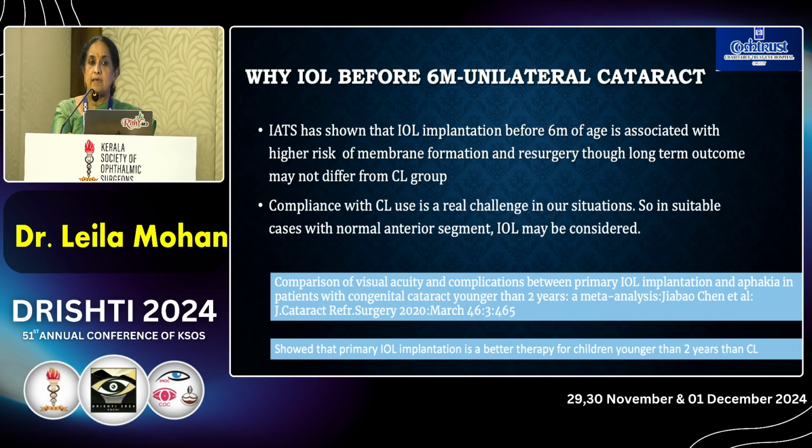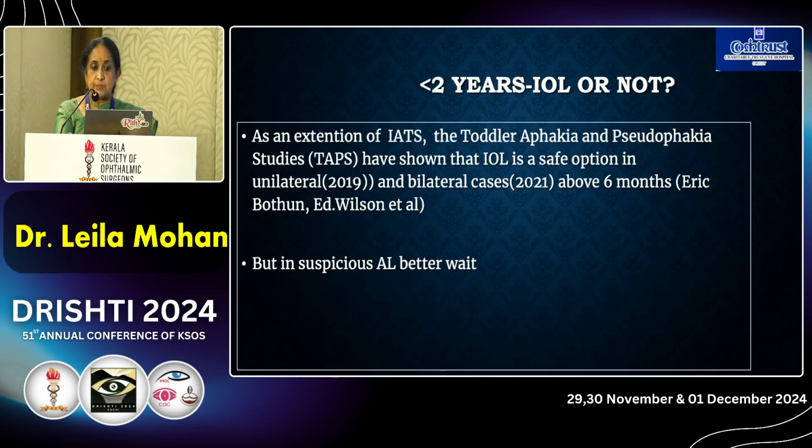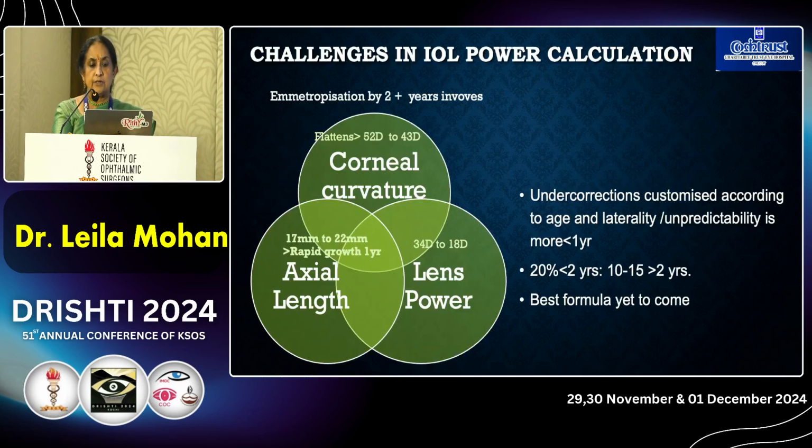So if the parameters like corneal diameter and axial length are such that they are not microphthalmic, then probably even before 6 months you may be able to implant an IOL, because the amblyopia management becomes easier. But after 6 months, as an extension of the IATS, the infant aphakia treatment study, the toddler aphakia and pseudophakia study, TAPS, has shown that IOL implantation is good.